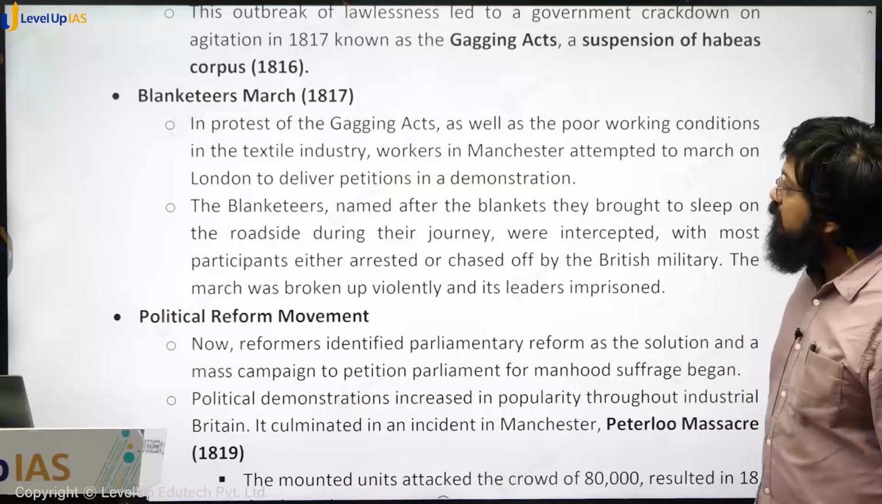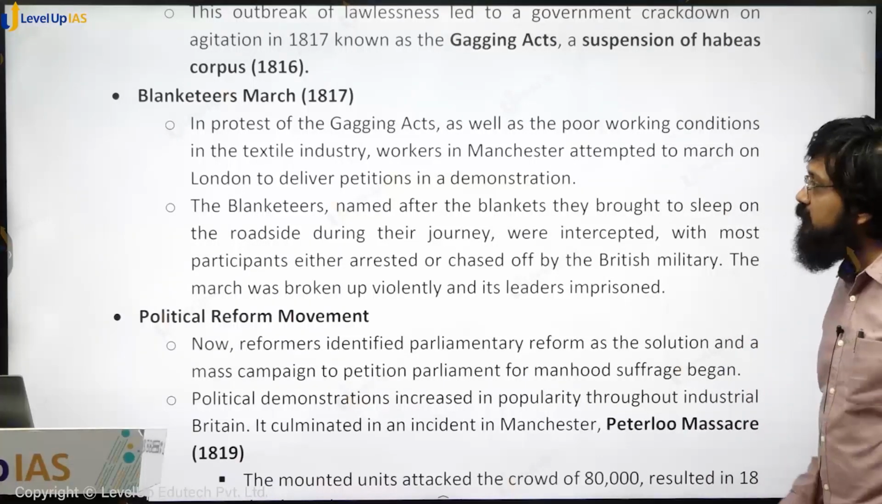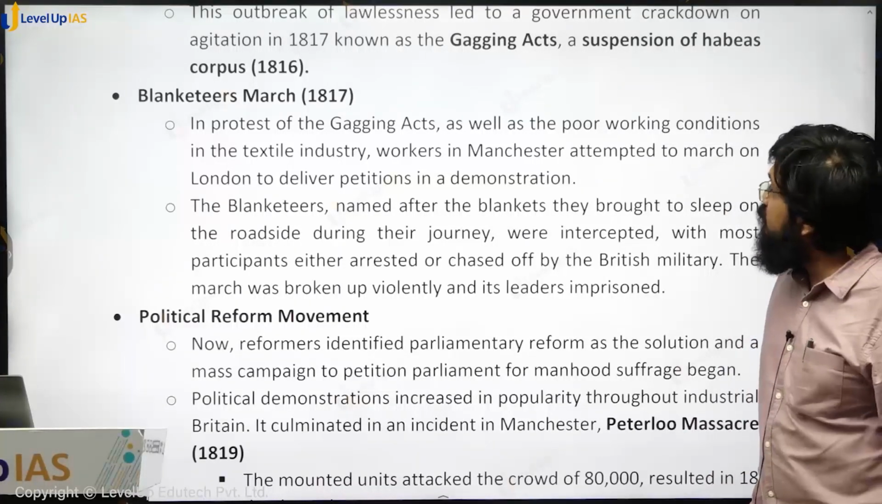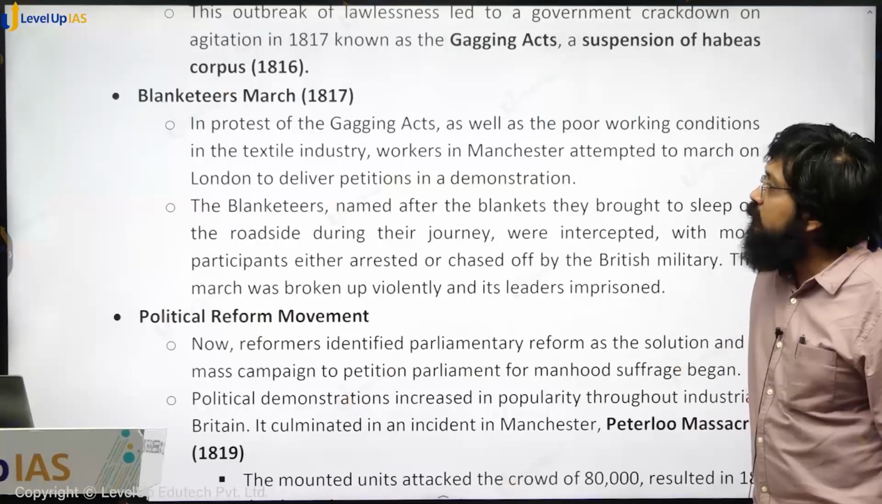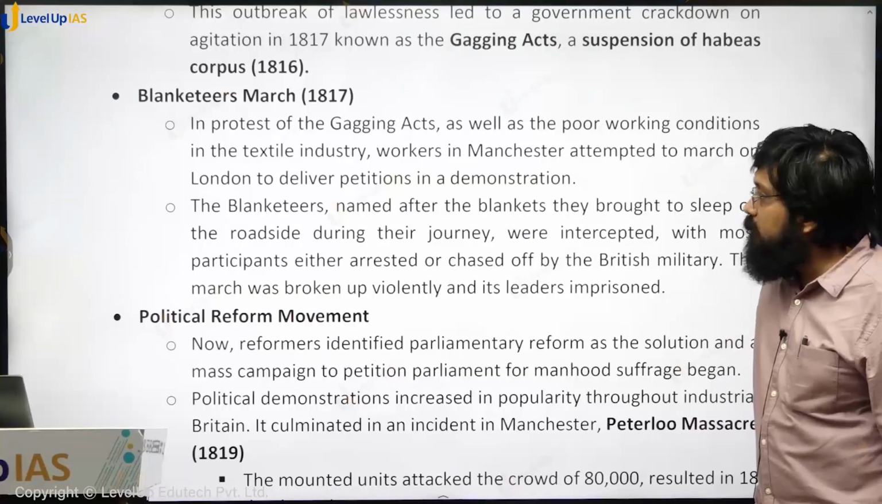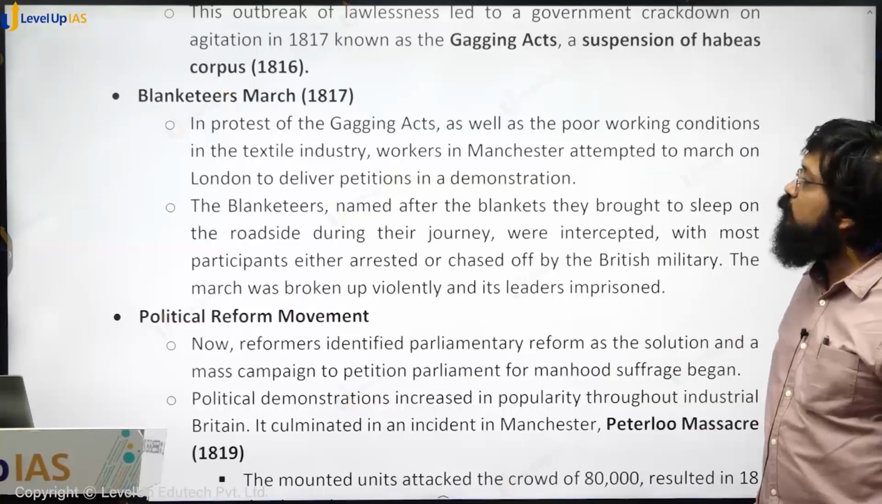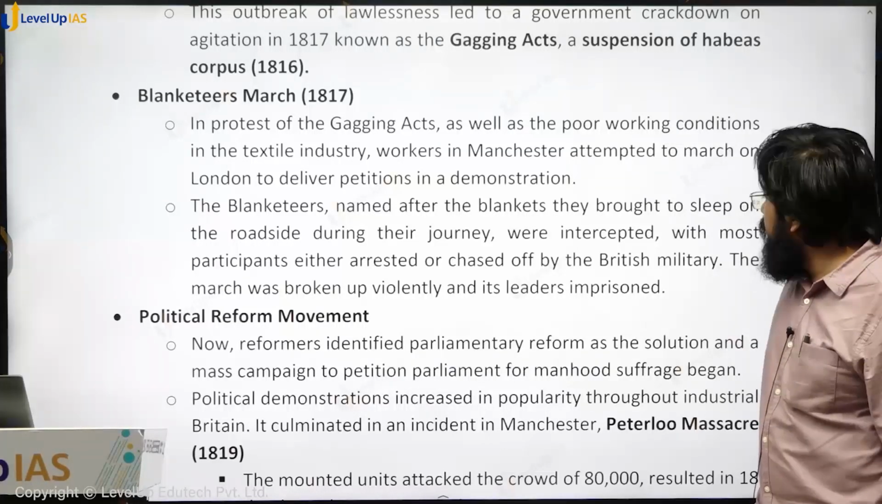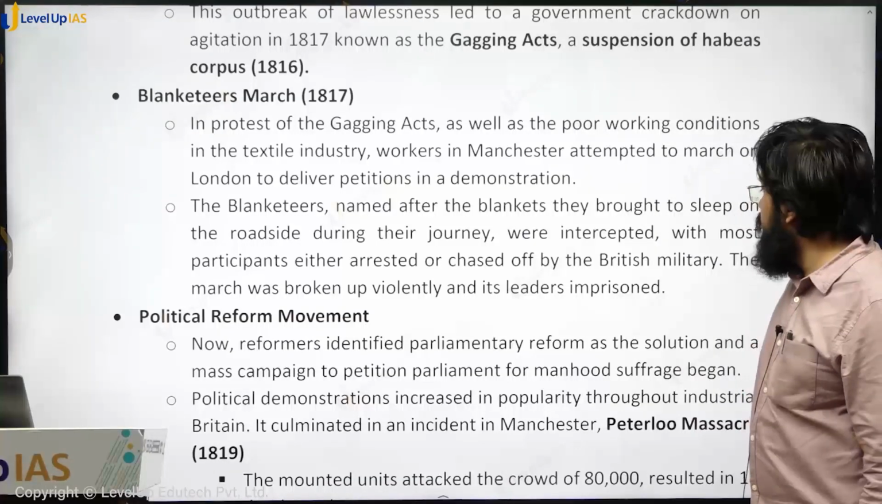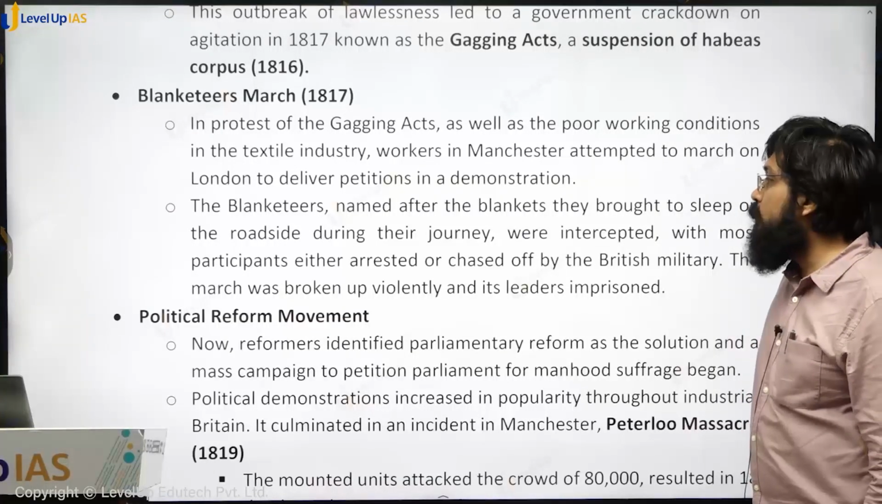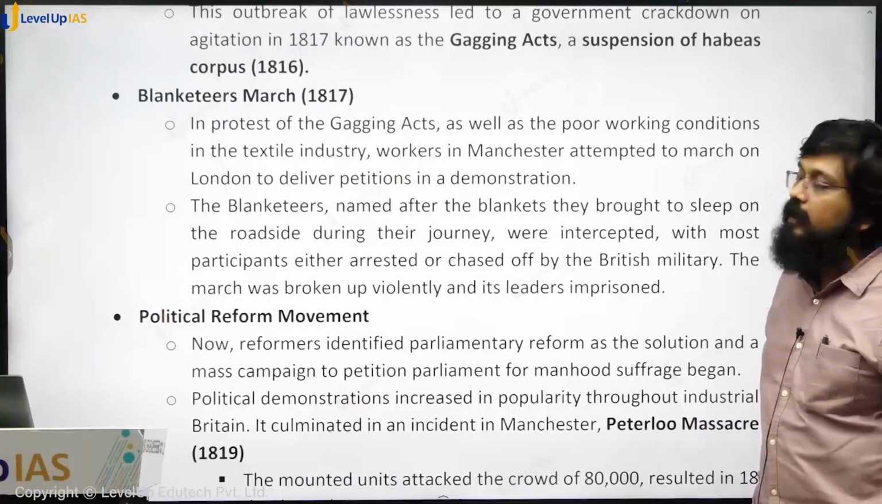So in protest of the gagging acts as well as the poor working conditions in the textile industry, workers in Manchester attempted to march on London to deliver a petition in a demonstration. The Blanketeers, named after the blankets they brought to sleep on the roadside during their journey, were intercepted, with most participants either arrested or chased off by the British military. The march was broken up violently, and its leaders were imprisoned.